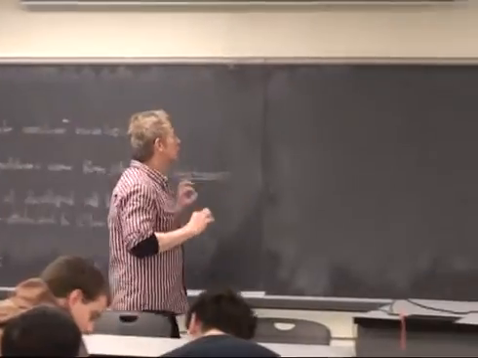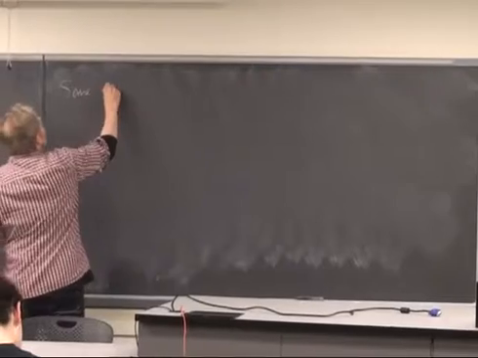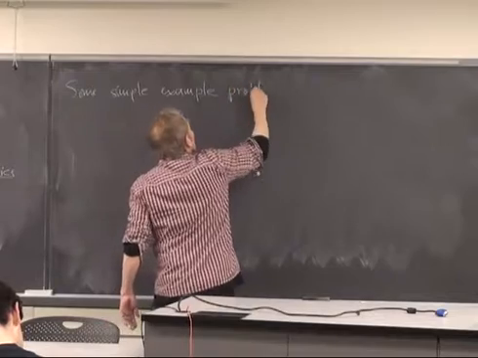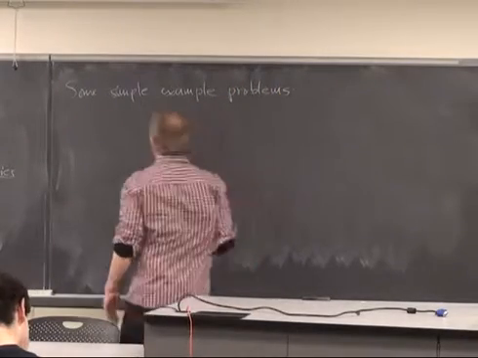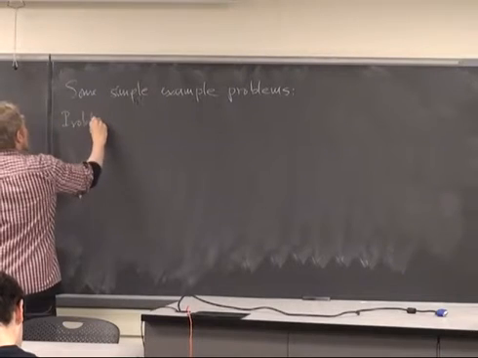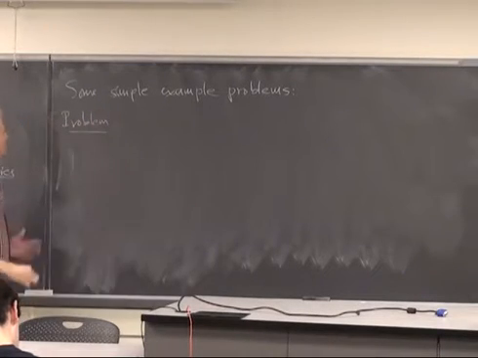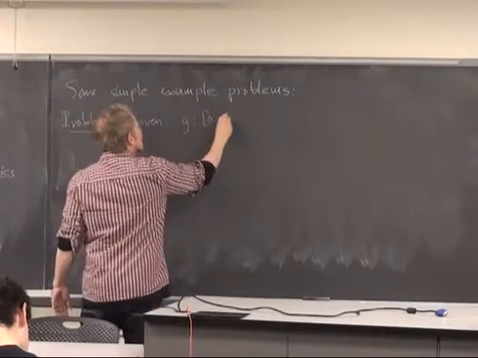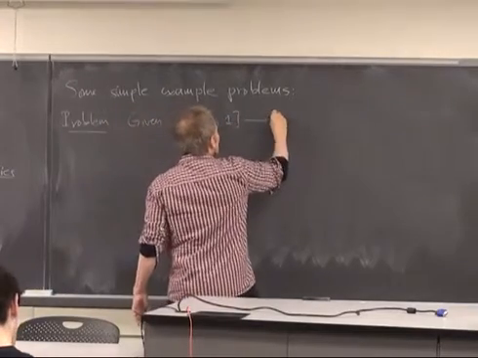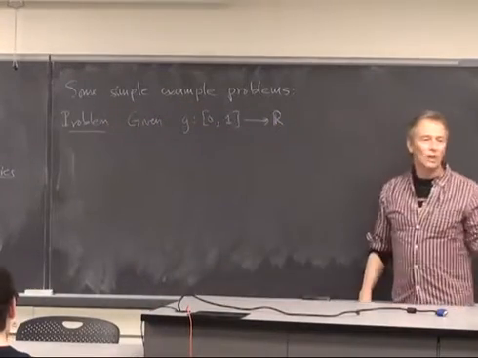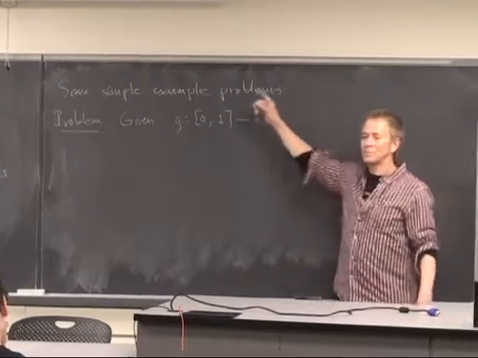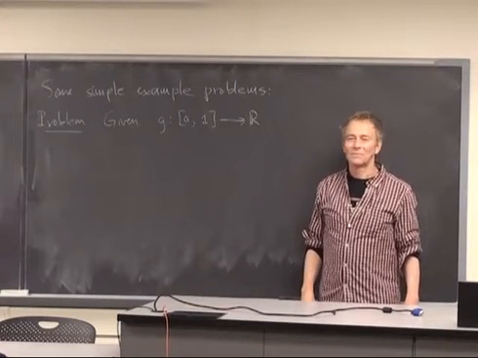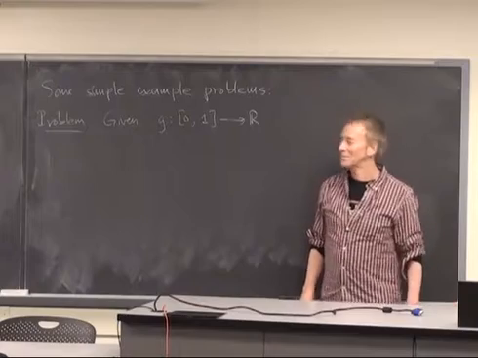So let's go over some really simple examples. Here's some simple examples. So here's a problem. You have some function g, say, that's defined on the unit interval and takes on real values. Right? Everybody familiar with this notation? Again, it's a 3250 thing. So if you didn't take that class, whatever.